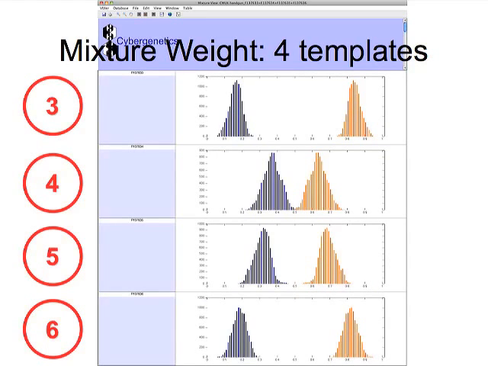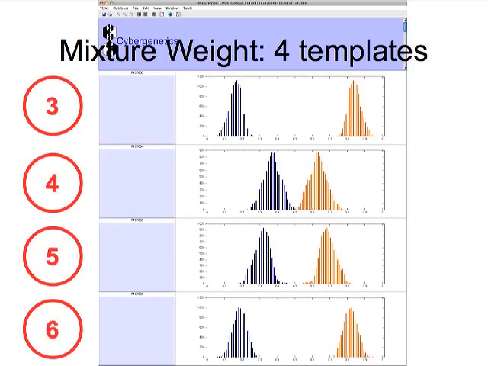This is the mixture weight interface from TrueAllele. It's showing the mixture weight probability distribution of the template. There's separate mixture proportions of each locus, but the template itself is also a variable. We see there are around, this is 15%. So what you're looking at is 0 to 100% mixture weight, and then this is a scale to show a histogram of saying the probability distribution is around 15% for the minor and 85% for the major. It's different for each template, as you might imagine.